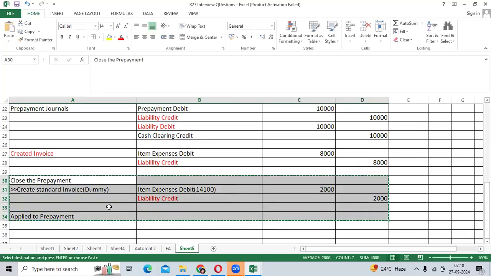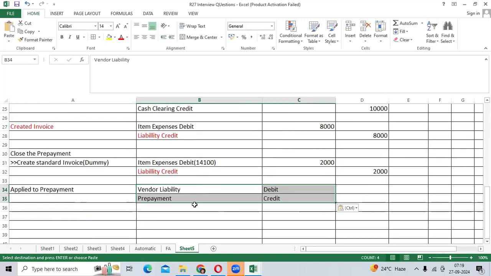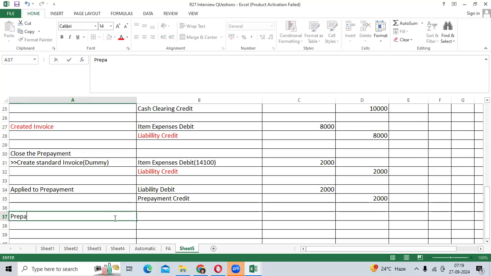When I apply to the prepayment, the 2,000 will be knocked off. Clear? Now, what is the prepayment status? Unpaid. Prepayment status is fully paid, sir. Prepayment status is fully paid because, sir, it is fully applied. Fully applied because there is no balance.